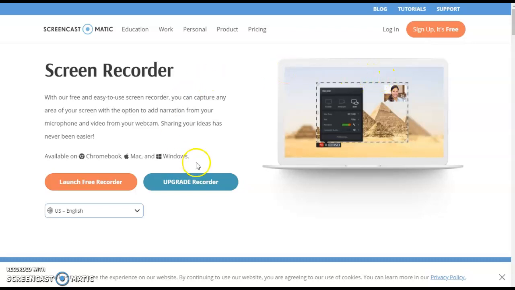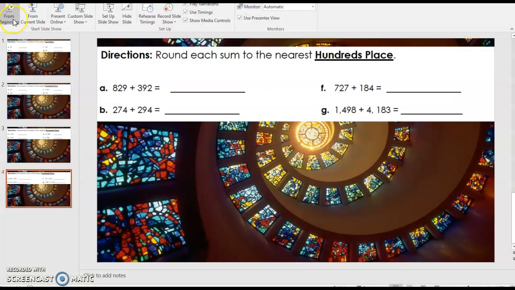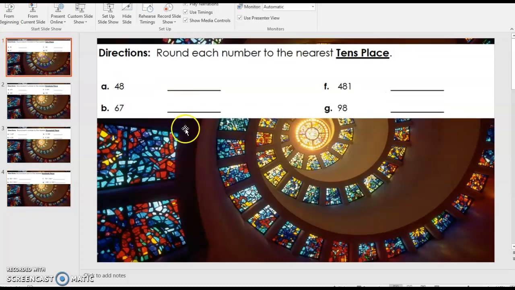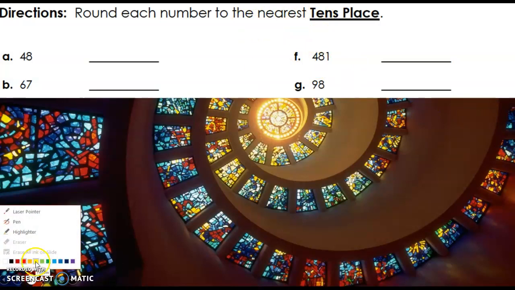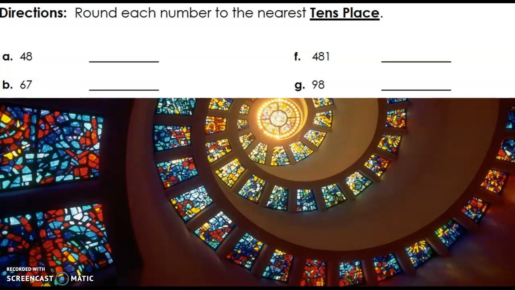Hey guys, what we're going to do today, let me pull it up, is go over some of our rounding strategies that we talked about yesterday, all right? We're going to round some numbers to the tens and the hundreds and the thousands and then work on adding and rounding also. All right, so here's our first one, and it says that it wants us to round each number to the nearest tens place.